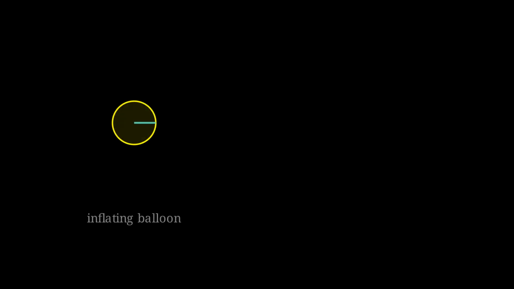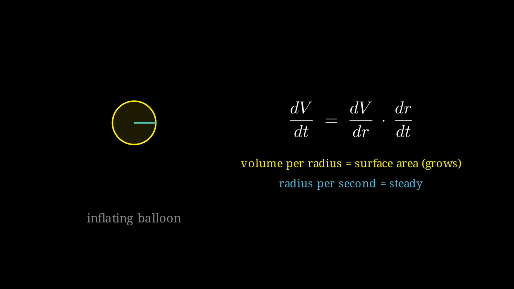Here is the classic example, an inflating balloon. Its volume depends on its radius, and its radius depends on time. 2 stages again. How fast the volume grows per second is how fast it grows per unit of radius, times how fast the radius grows per second. Now watch the 2 rates.